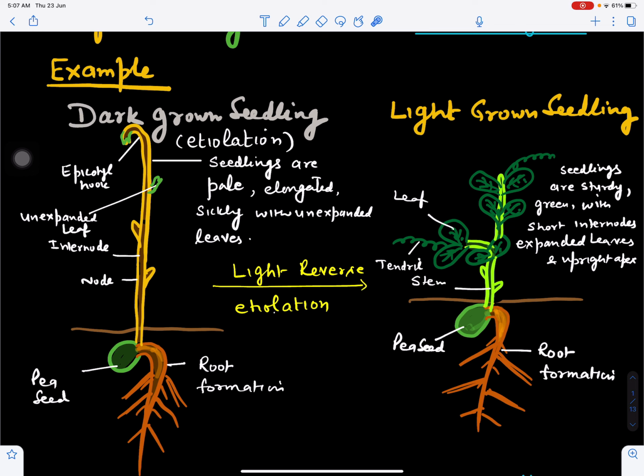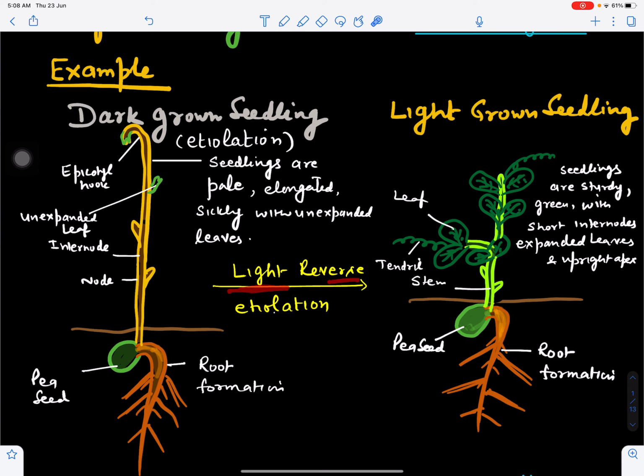But if these seedlings are exposed to light, what will happen? Now the stem will develop, which is short and thick. So this will develop into nodes and internodes which are at short distance, sturdy. So seedlings are sturdy, quite thick, green, and they will develop green color. They will develop chlorophyll, short internodes, and leaves get expanded to manufacture food for the plant, right? So we can see this appearance of the plant where the seedlings are pale and elongated, and here seedlings are sturdy, green in color, and have expanded leaves. So we can say light affects the growth and the development.